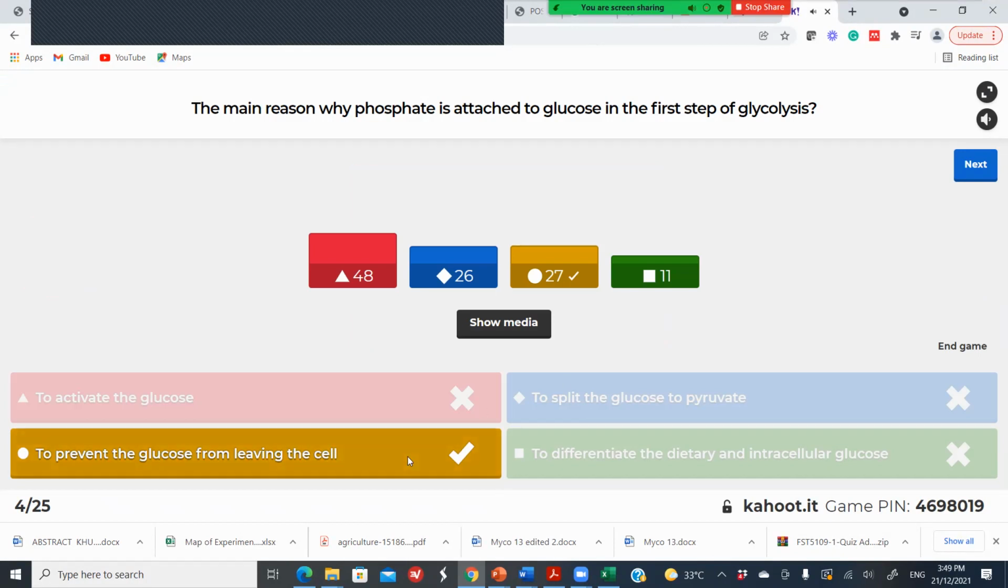Okay, so if you remember the gluconeogenesis, we cut the phosphate so that the glucose can leave the cell, to stabilize the blood glucose level. So if we attach the phosphate, it means that we trap the glucose inside the cell.